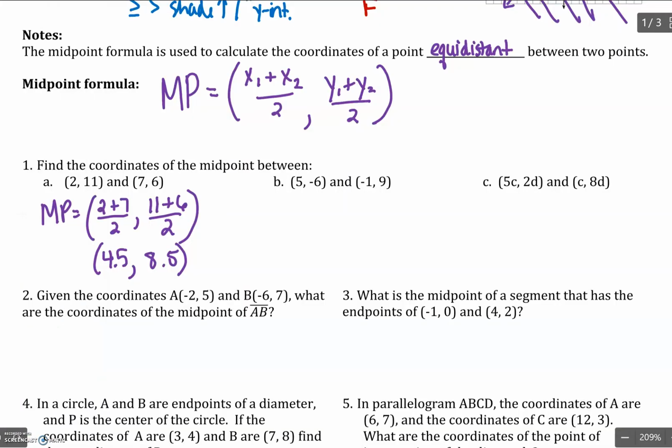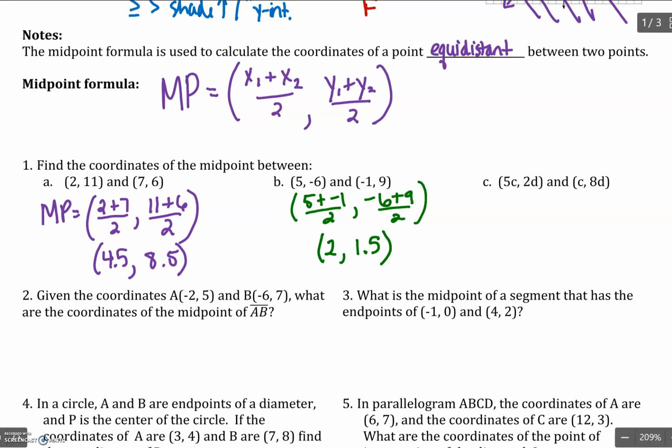All right, so for B, we're going to do the formula. So we're going to average our x's and average our y's. And we will see that 5 plus negative 1 is 4, divided by 2 is 2. Negative 6 plus 9 is 3, divided by 2 is 1.5. Or you can always write it as a fraction, 3/2 as well. And you could have done that graphically if you preferred.